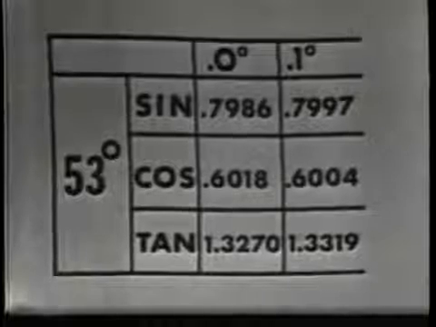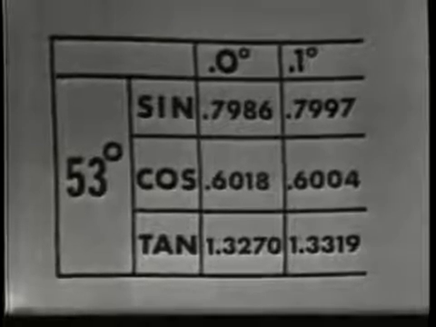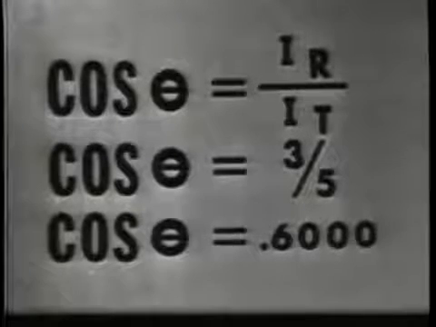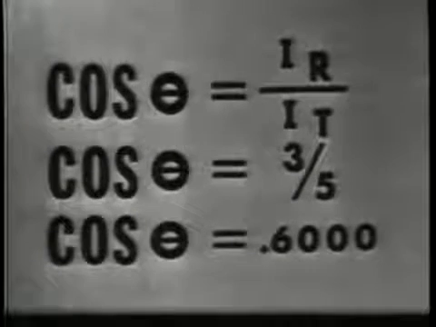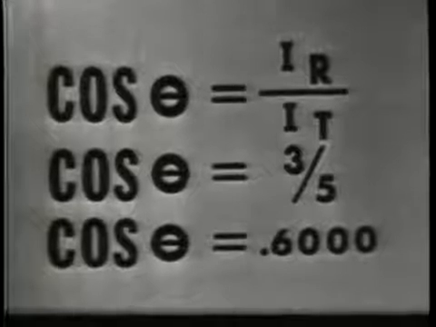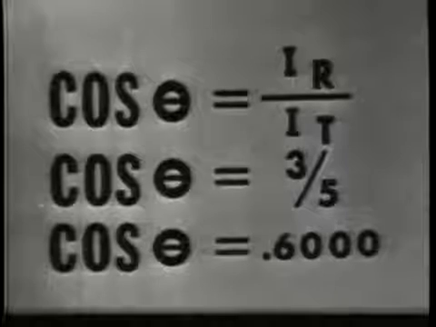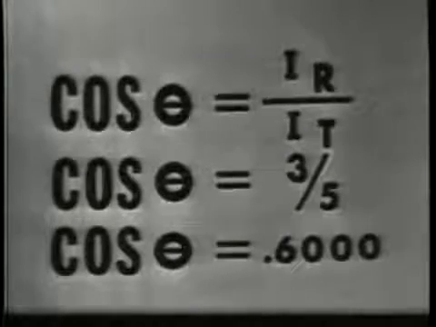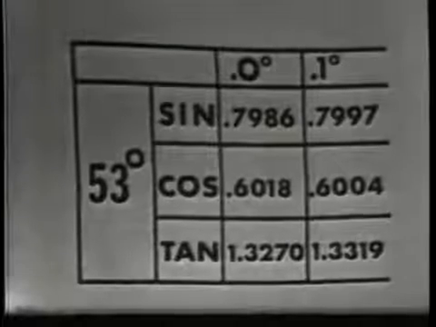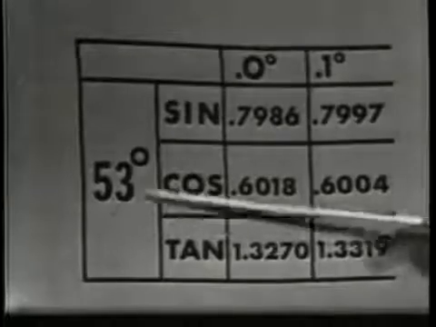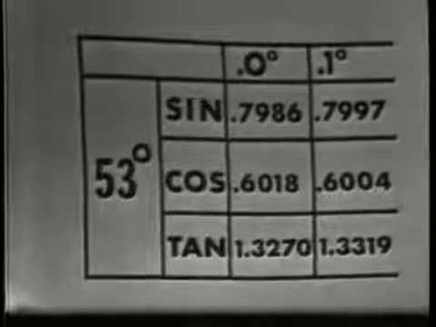However, other trig functions may sometimes be more convenient. Many times the cosine is used because it also equals the power factor. Now, let's solve for angle theta using the power factor, or the cosine of theta. The cosine of theta is equal to IR over IT, or 3 over 5, and therefore 0.6. Going back to the trig tables, we find that the phase angle for a cosine of 0.6, the nearest one being 0.6004, is again 53.1 degrees.